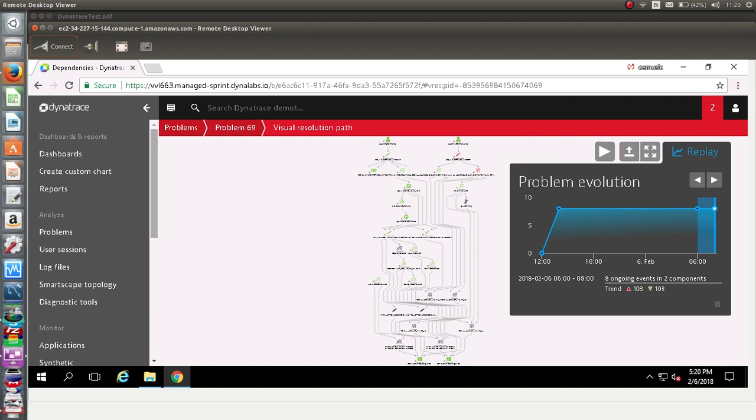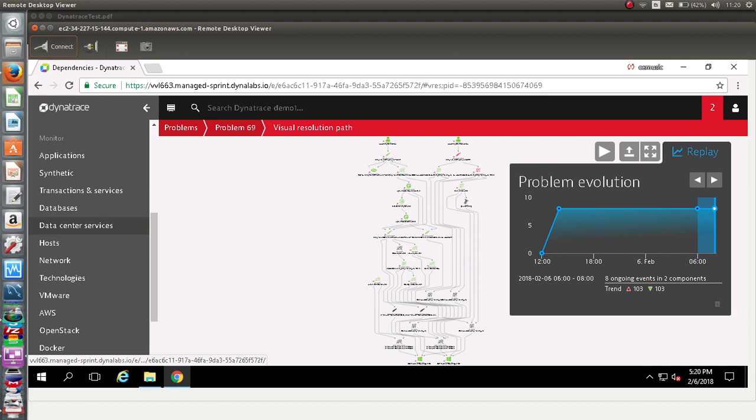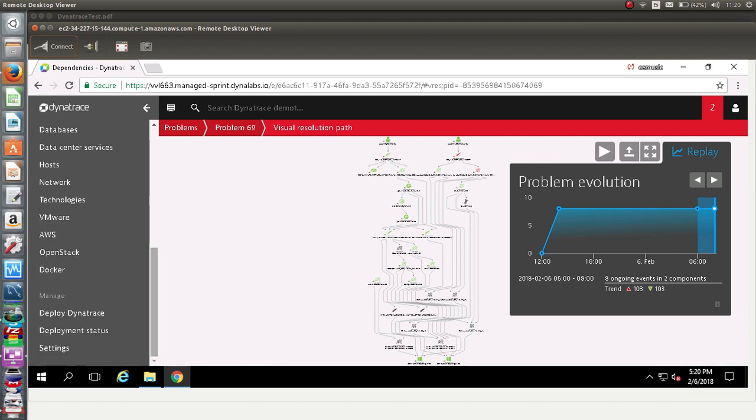Next, we are going to continue exploring the other monitoring options, like hosts and applications, and then we're going to see how to deploy and the settings of Dynatrace.